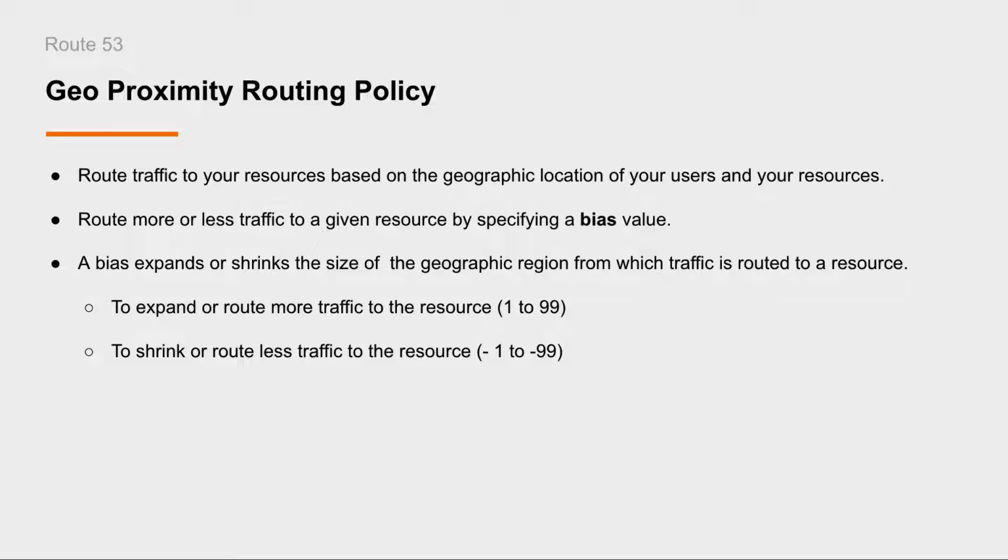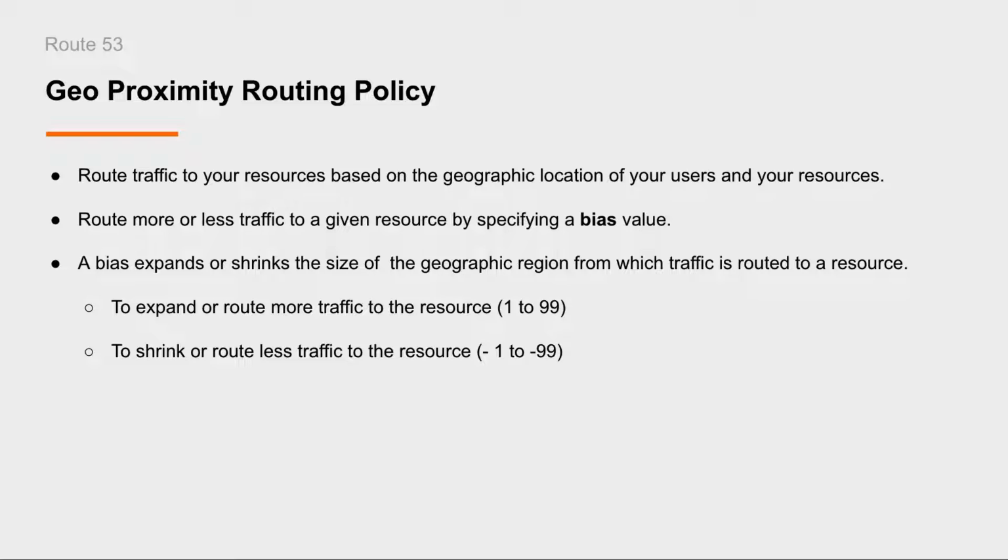You can route more or less traffic to a given resource by specifying a bias value. Now, what's this bias value? It could be any integer, any positive or even negative integer. A bias expands or shrinks the size of geographic region from which traffic is routed to a resource.